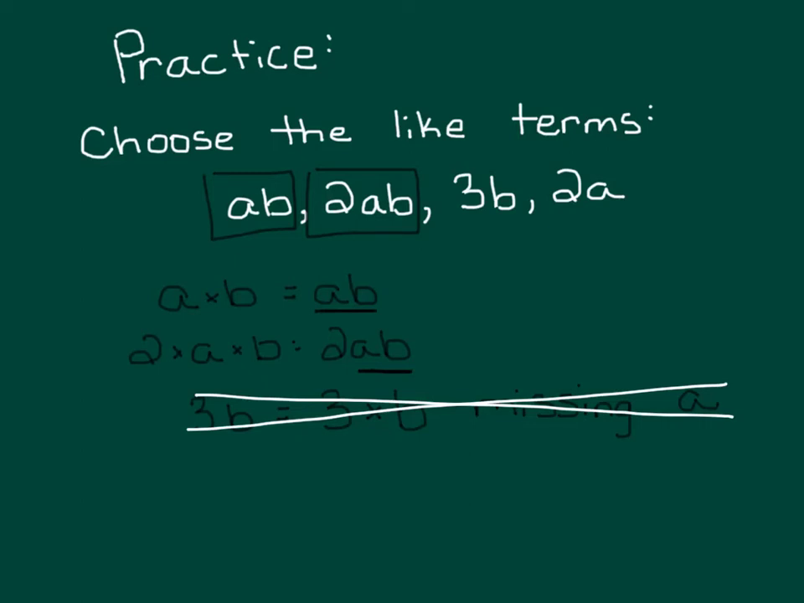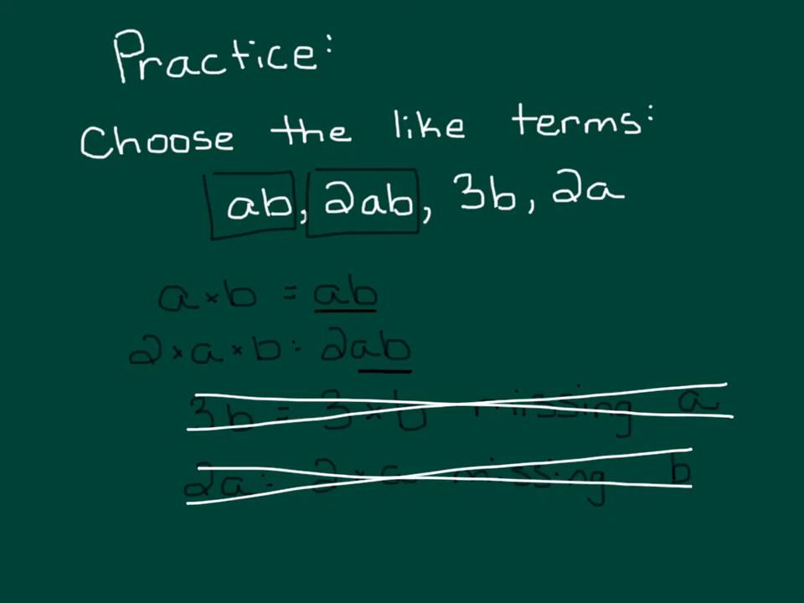If we look at our last term, that's the term 2A. So this is 2 times A, and while the A matches the first two terms, it's missing B. So again, it doesn't qualify as a like term. So our two like terms in this case are just AB and 2AB.